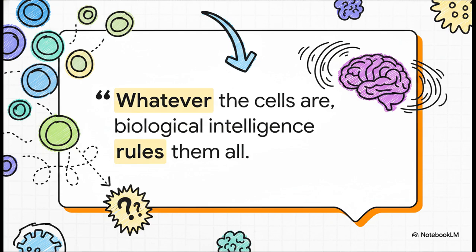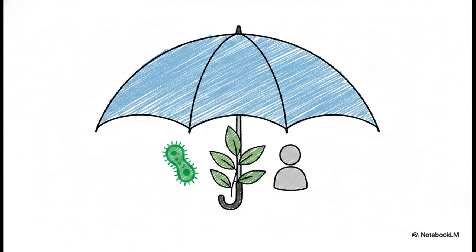Let's flip that and look at a really general extract. From the biological intelligence text, we have, "Whatever the cells are, biological intelligence rules them all." Think about it. Is that a specific statistic, or is it a big, sweeping conclusion? It's totally a broad conclusion, and look at where it logically lives. It belongs right at the end of paragraph 9.